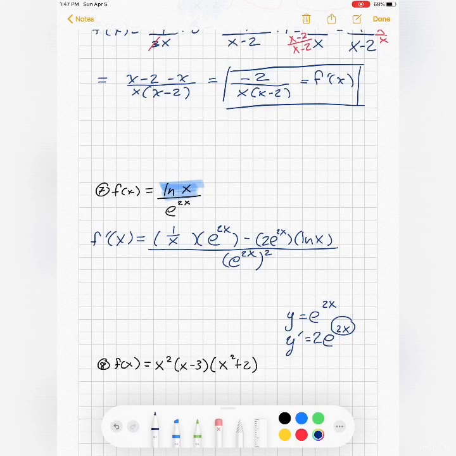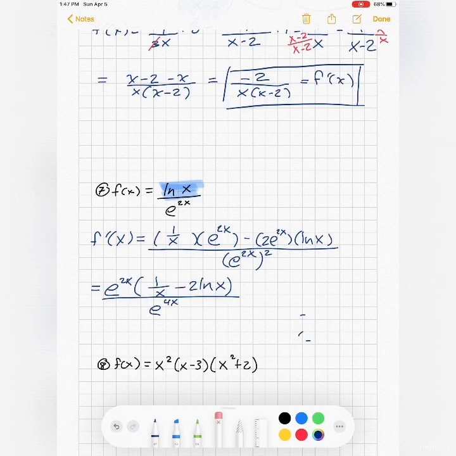And then I look at simplifying this. So I see in the top, I see a GCF. E to the 2x can come out. I'll have a 1 over x minus a 2 ln of x. And then in the bottom, what is that? Multiply e to the 4x. Clean this up.